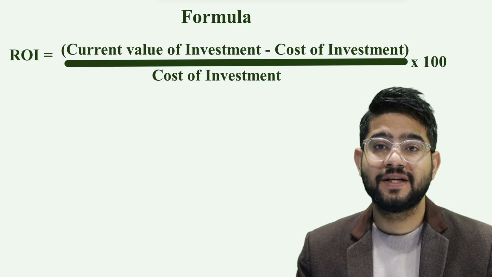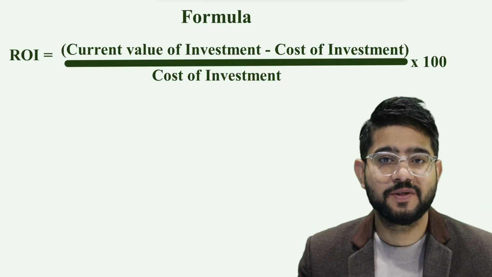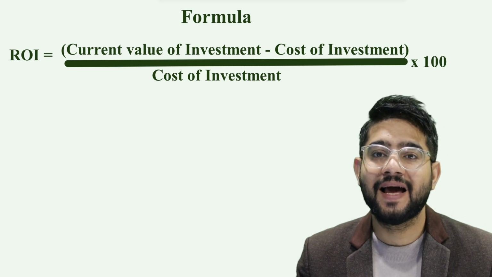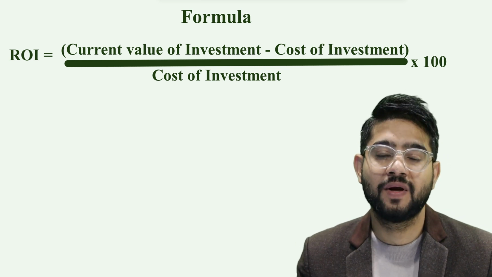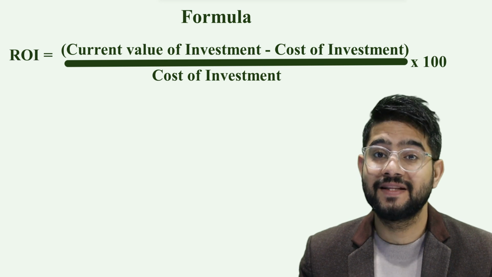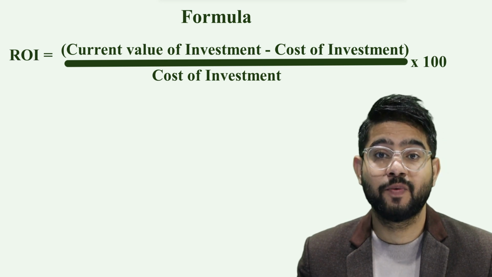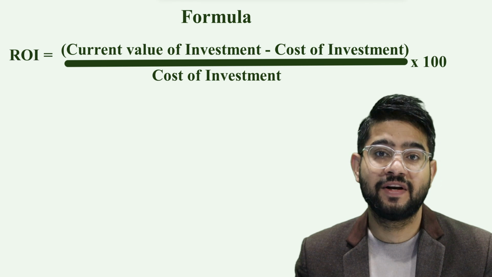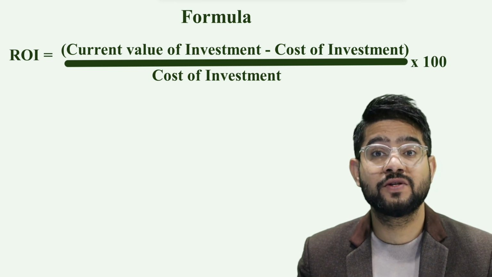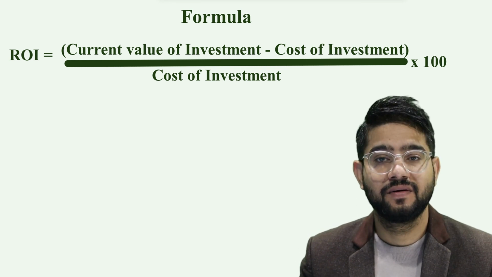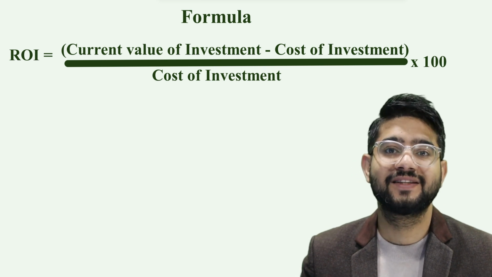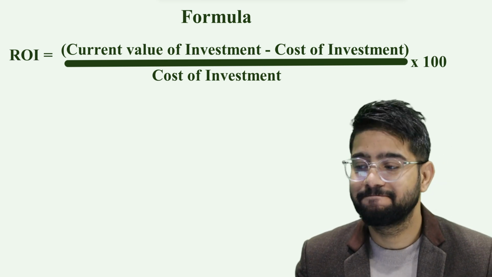Now let's understand how we can calculate the return on investment. Return on investment can be calculated by using this simple formula, where in the numerator you can see that we shall take the difference between the current value of our investment and the cost of that investment, and in the denominator we shall take the cost of our investment.